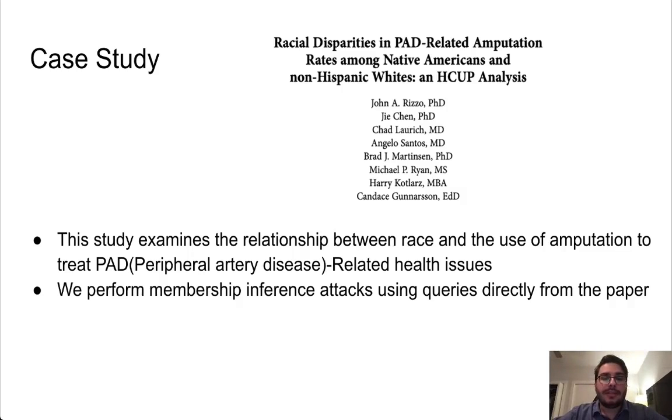We perform membership inference attacks using queries directly from the paper on the data set that is used in the paper, HCUP-NAS, and then use an auxiliary data set that is a year of HCUP-NAS that is not included in the paper. This gives us, we feel, a very realistic attack scenario because we're using an actual paper and data sets used in the paper.